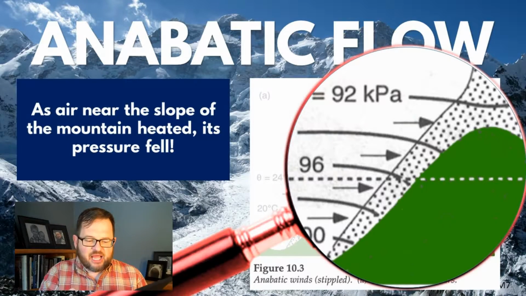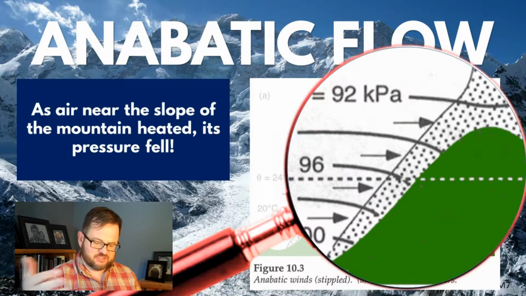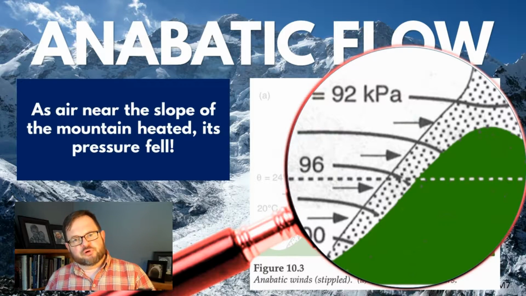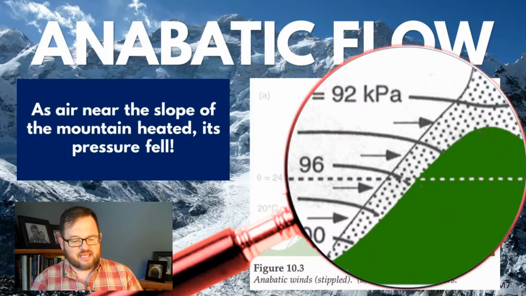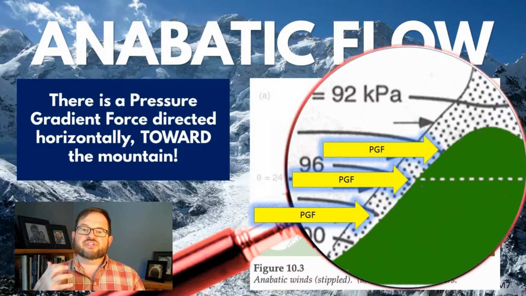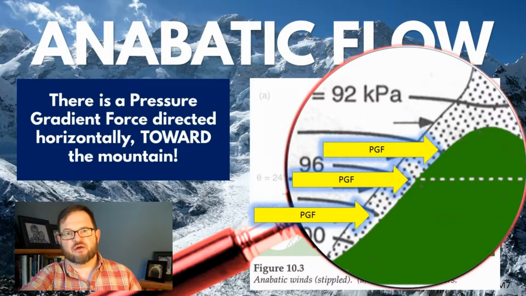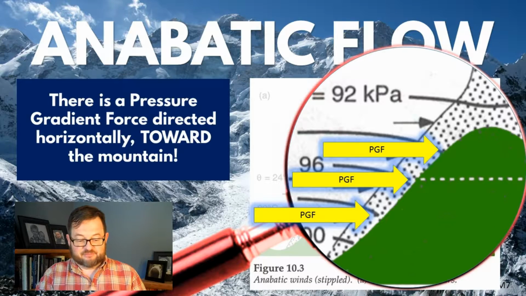So at a constant height, like at that dashed contour line, we see that there is a higher pressure away from the mountain that gets lower as you approach the slope of the mountain at that constant height. In other words, there's a pressure gradient force all around the environment around that mountain, pushing towards the mountain itself. I have some vectors there illustrating the direction of the pressure gradient force.